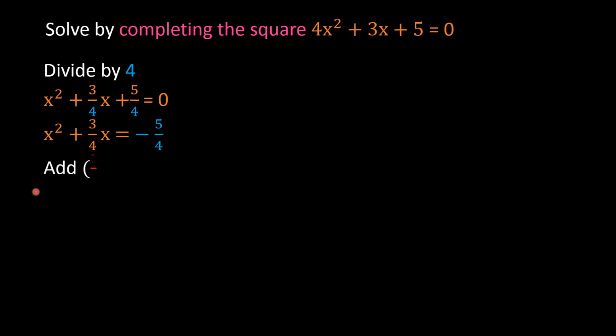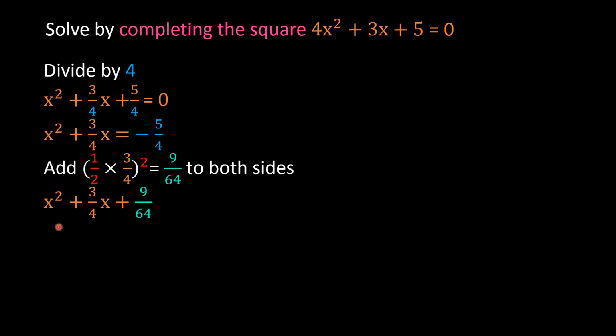Now we will add half multiplied by 3 divided by 4 whole squared, where 3 divided by 4 is the coefficient of x here. So 1 multiplied by 3 squared will be 9, 2 multiplied by 4 will be 8, 8 squared will be 64. So we will add 9 divided by 64 to both the sides. So it will be plus 9 divided by 64, here also plus 9 divided by 64.